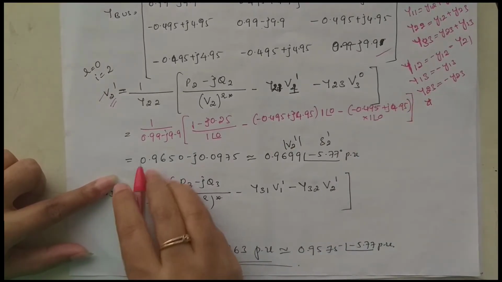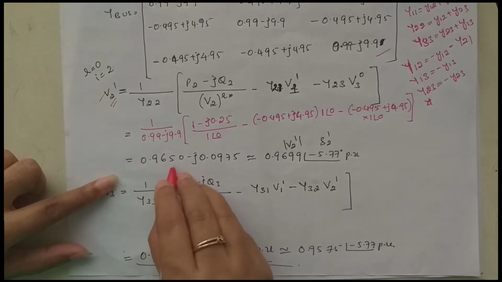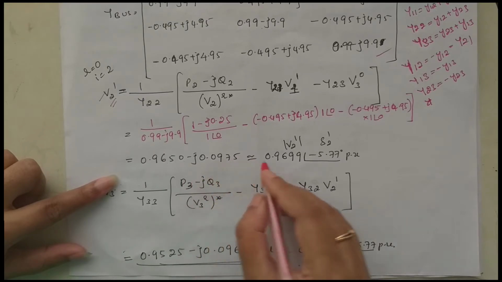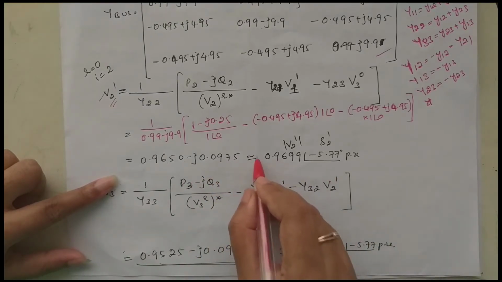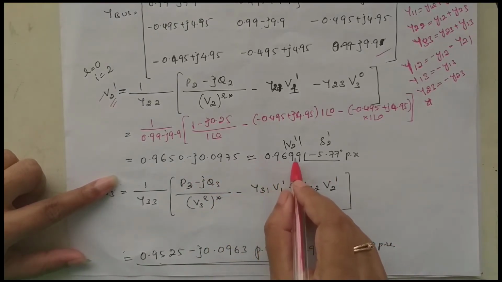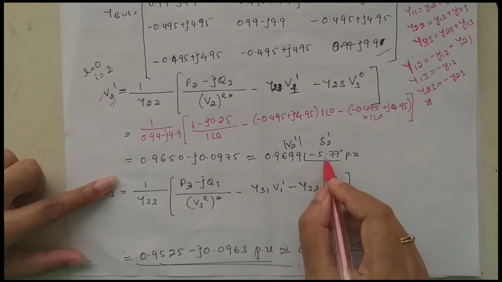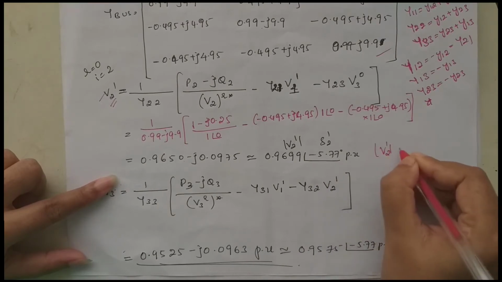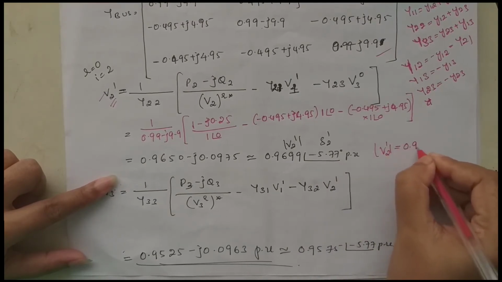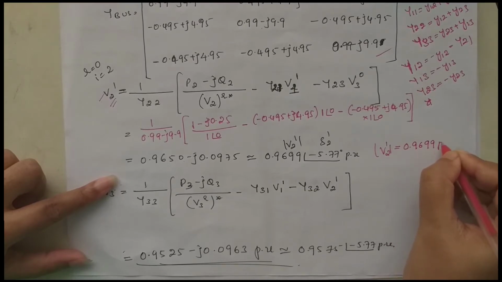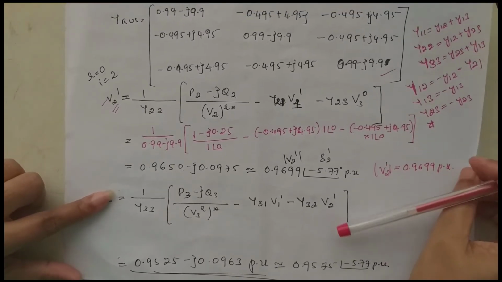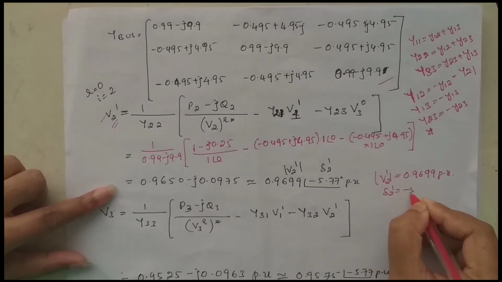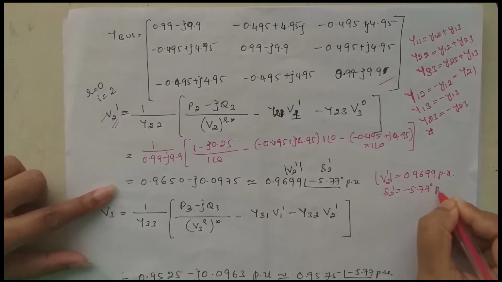On calculating we get the answer 0.9650 minus j0.095. When we convert it into polar form we get 0.9699 at an angle of minus 5.77. So V2 magnitude is 0.9699 per unit, as well as delta 2, which is minus 5.77.